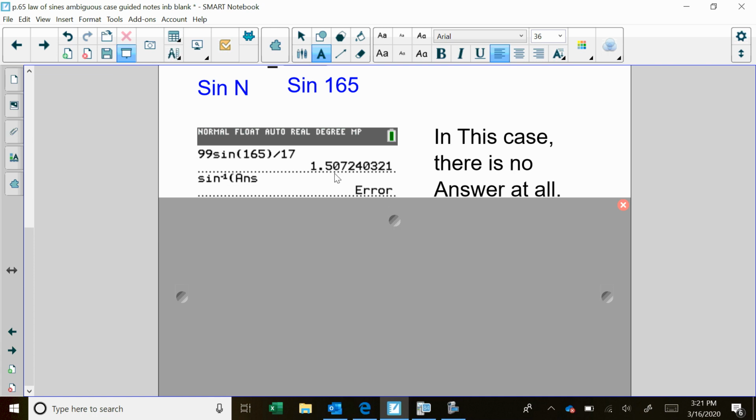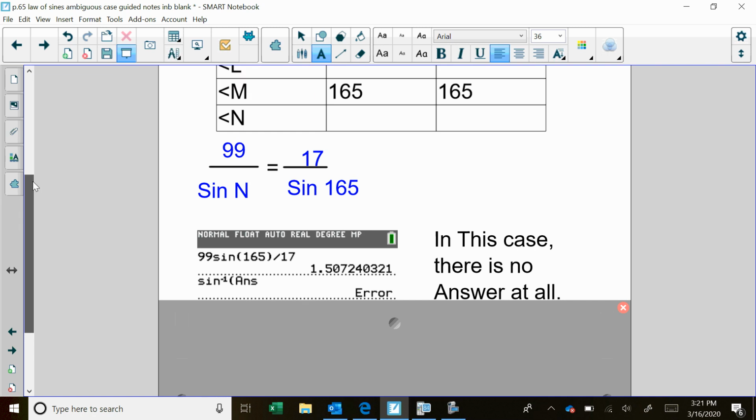Well, that's because sine can't be bigger than 1. If you remember your unit circle, unit means that the radius is 1. So the sine can't have a value that's greater than 1. So in this case, there's no answer at all. The very first thing you try to do, it doesn't work. So remember, this is a Delta Math question.